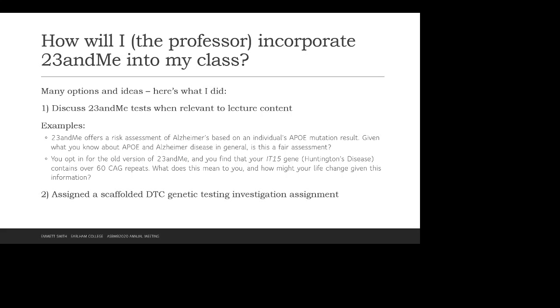The other thing that I did that I think the students really appreciated as well was to assign a scaffolded direct-to-consumer genetic testing investigation assignment. So this is what I'm going to spend the rest of this talk talking about, this assignment that we set up and did. It ran through the whole semester, obviously got a little bit more complicated every assignment, and ended up with students presenting posters at our local museum, which was actually really cool.